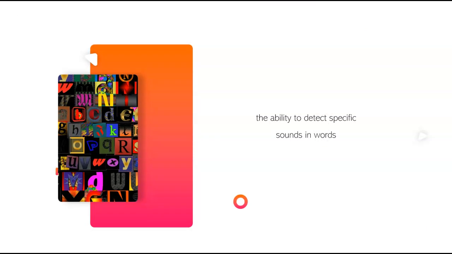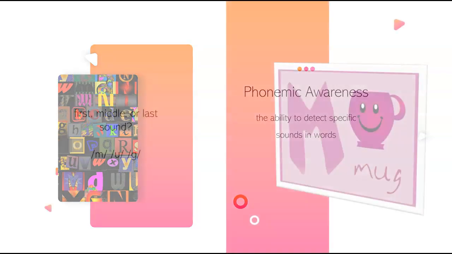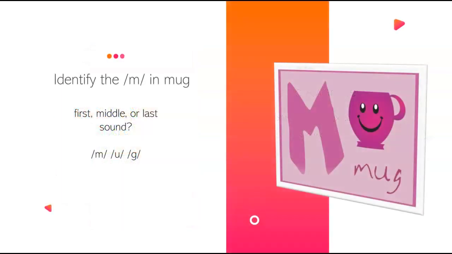Another skill is phonemic awareness, which is the ability to detect specific sounds in words. There are several different tasks that are involved with phonemic awareness. First, it's being able to identify the first, middle, or last sound. For example, I can say the word mug and ask a child to identify the first sound, which is m, or the last sound, which is g.